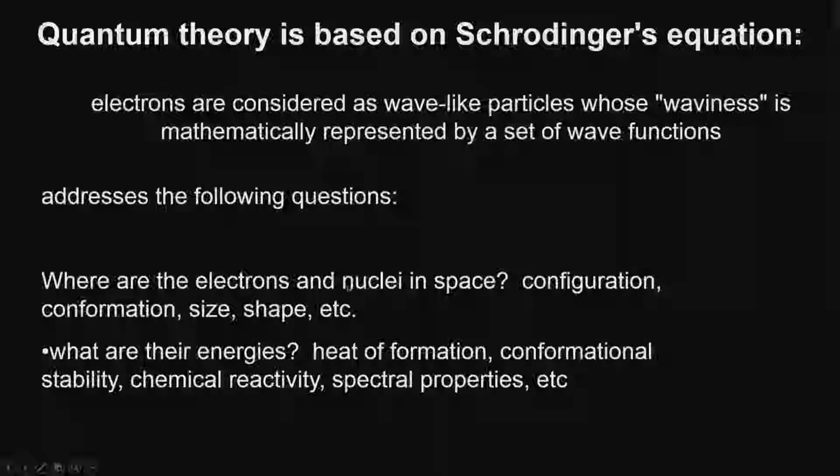So, where are the electrons and nuclei in space? You can find that out from the configuration, conformation, size, shape and so on. And from the energies, we can get heat of formation, conformational stability, chemical reactivity, spectral properties, etc. We can even simulate different types of spectra using quantum mechanical calculations. That is an advantage.